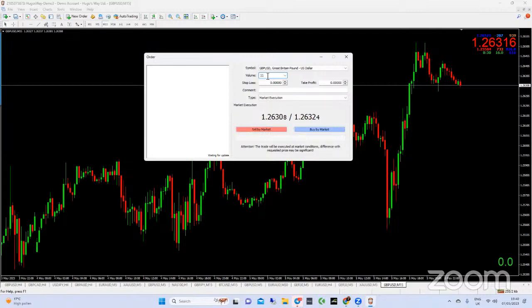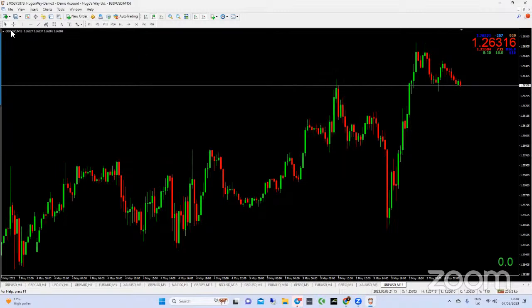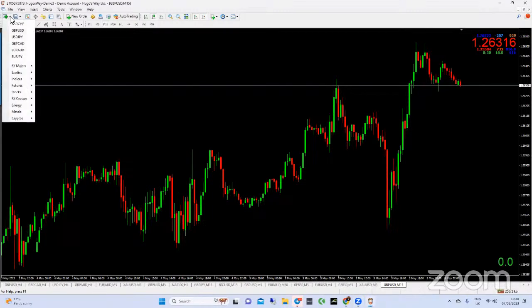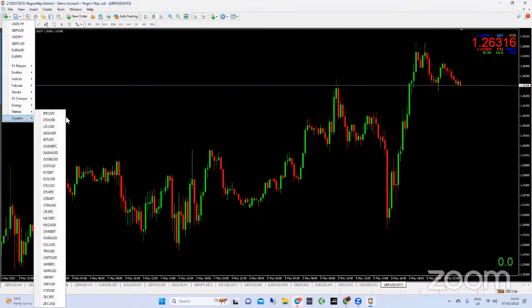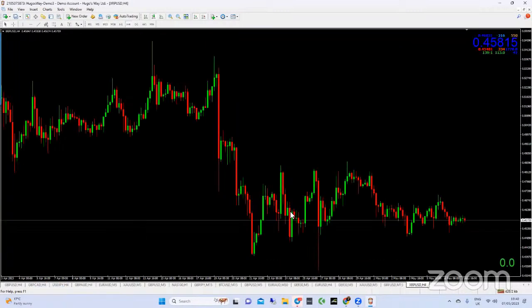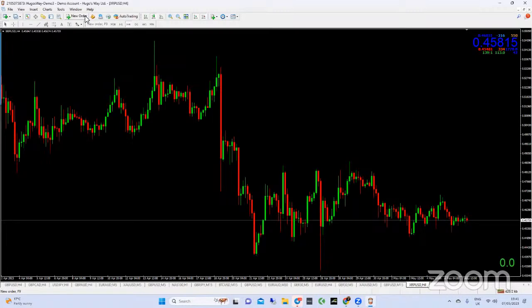Let's just try this. Okay, this is pound USD. We know pound USD is not open because that's a forex pair. Let's look for a pair that is open today, and that would be a crypto pair. Let's look for XRP. XRP, where are you? XRP. Okay.